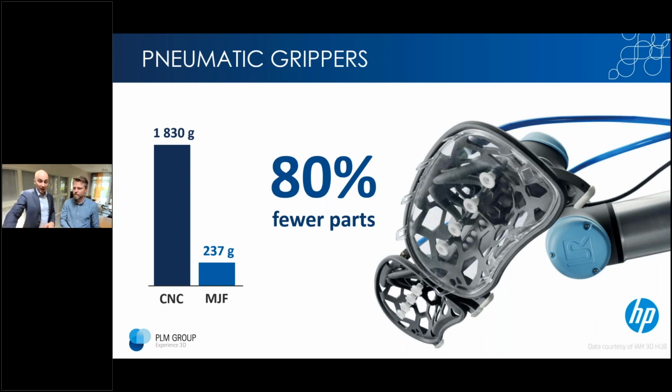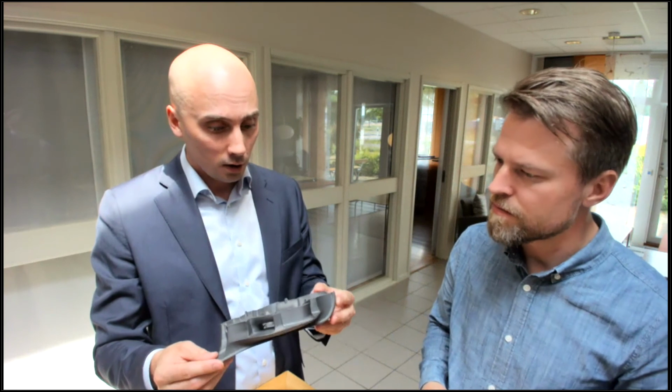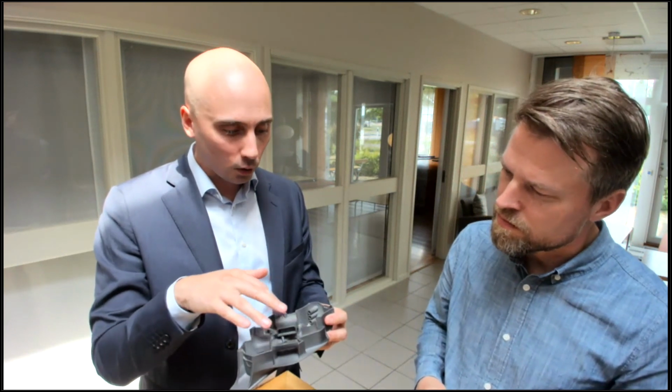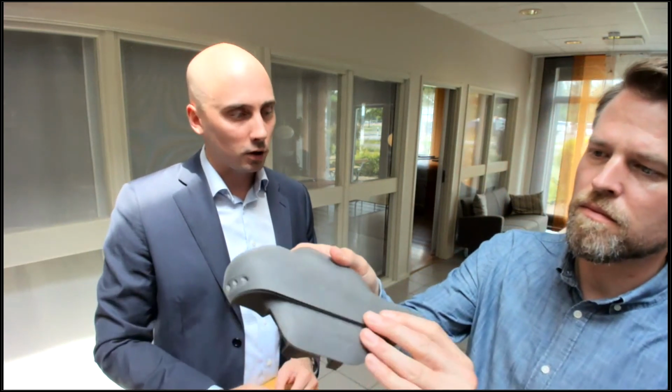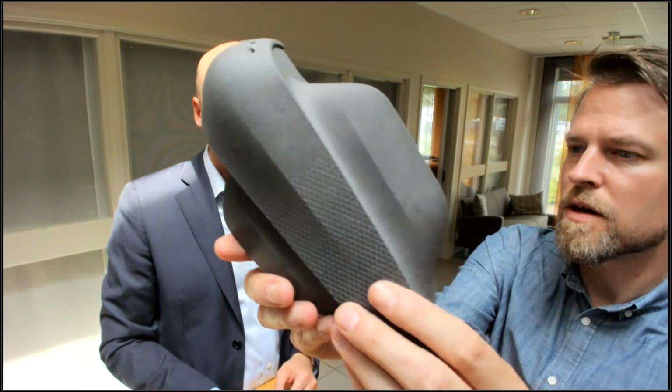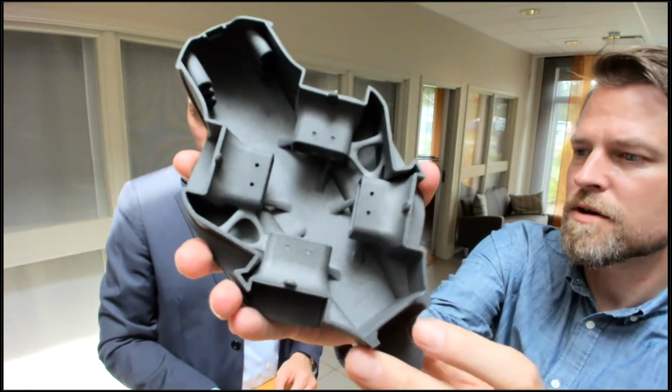Even though this is not the actual gripper, this is just something produced on the same type of machine. This is from HP's Multi Jet Fusion machine. It just goes to show the complexity you can print and the material qualities. You can feel it. This can go straight into production. Excellent. Let's see if I can show a bit of a close-up of that.